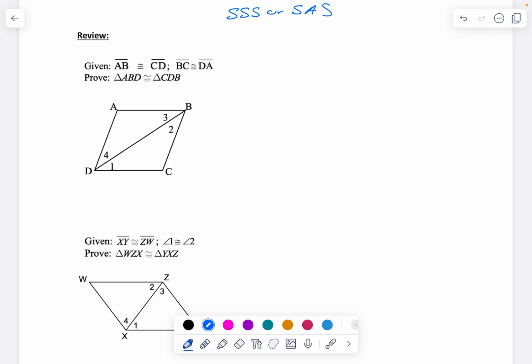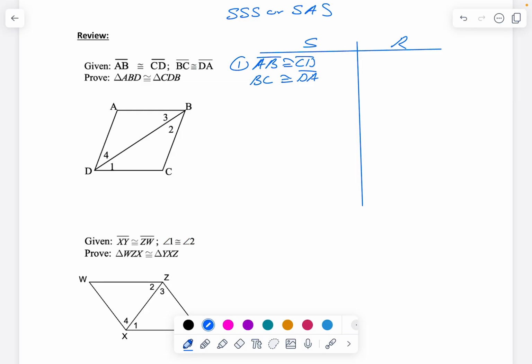Let's write it first. So we have our statements and our reasons. We're given AB congruent to CD, and we're given BC congruent to DA. So now it's going to be a little more challenging because it's not all one, but we've got 2 ways that we can prove triangles congruent.